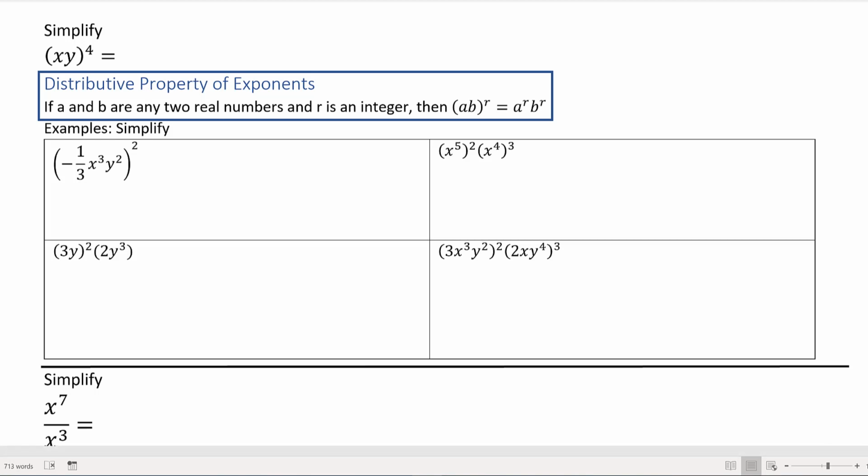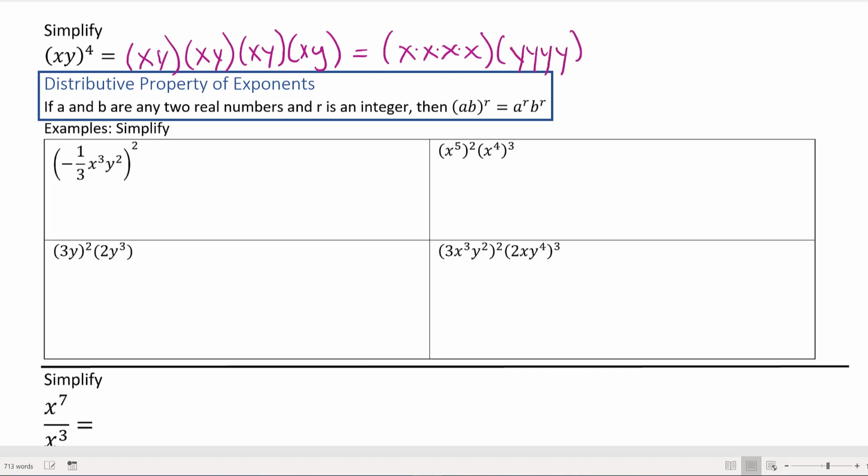The next situation we're going to explore is x times y, the quantity raised to the fourth power. So when we have two things being multiplied inside the parentheses, when you're going to raise it to a power, you still keep them in the parentheses. So xy times itself, xy 4 times. If I rearrange those where all the x's are together, I have 4 x's together times 4 y's. The reason I'm allowed to rearrange that is because of the commutative property of multiplication.